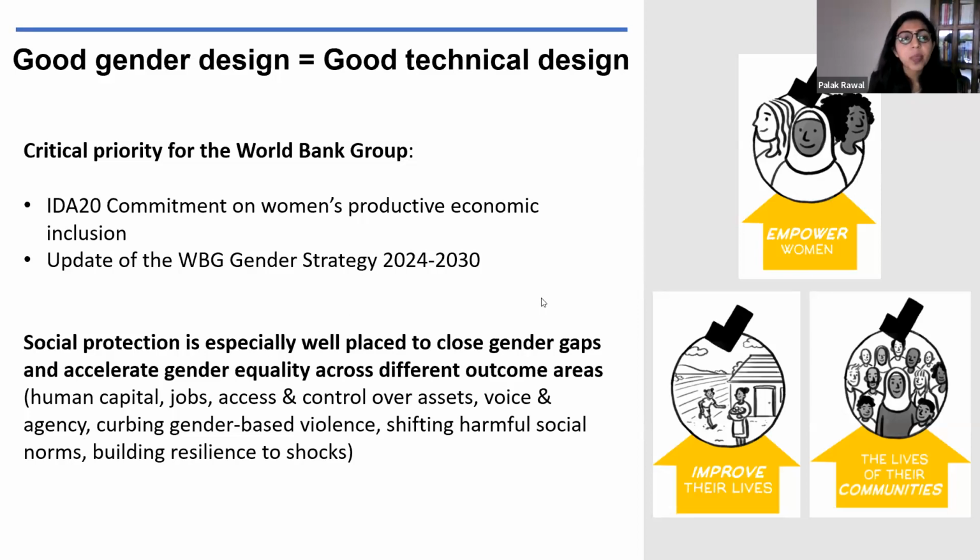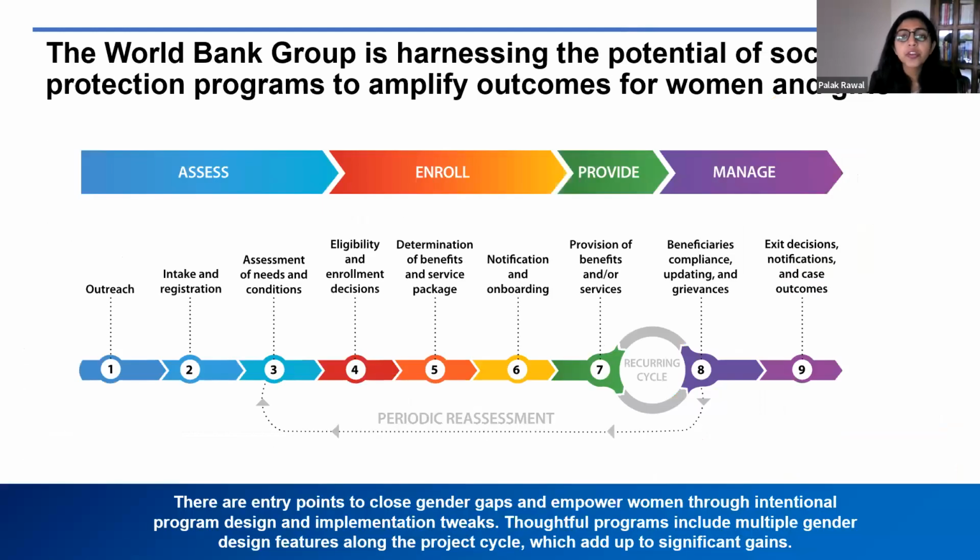Next slide, please. The World Bank Group response is focused on harnessing the potential of social protection programs to amplify outcomes for women and girls. This includes strengthening programs by increasing their coverage, reaching informal sectors where women are more likely to be employed, bridging gaps in access to opportunities, while also increasingly adapting our programs to respond better to women and girls through intentional design and implementation measures all along the social protection project cycle. Now let us understand this using some examples of interventions.